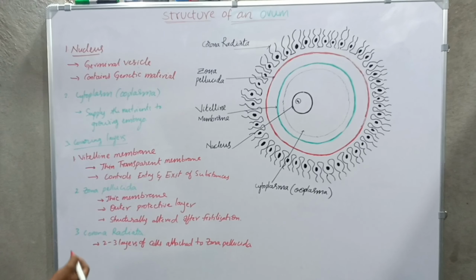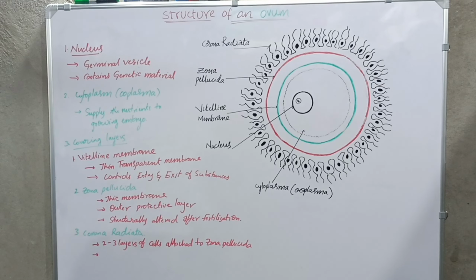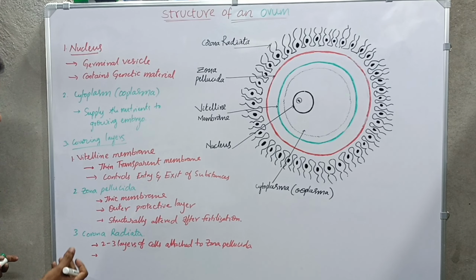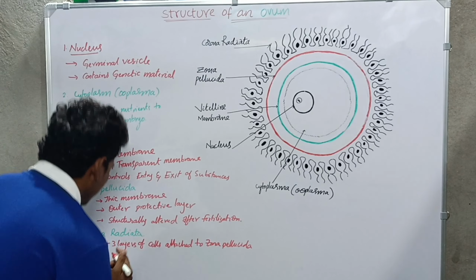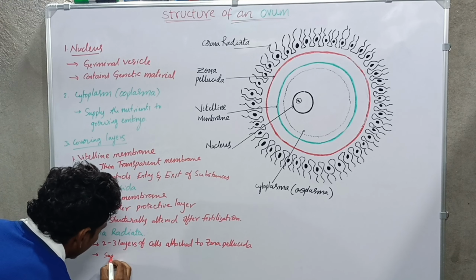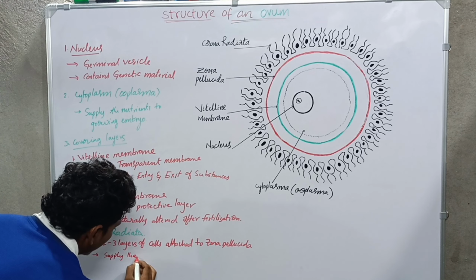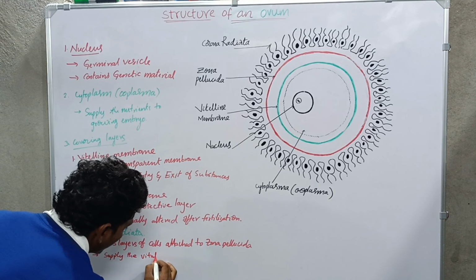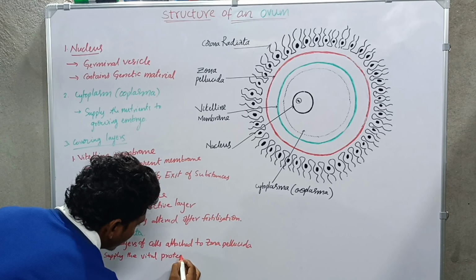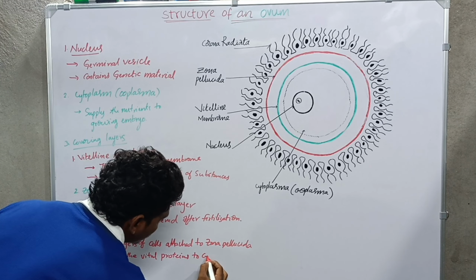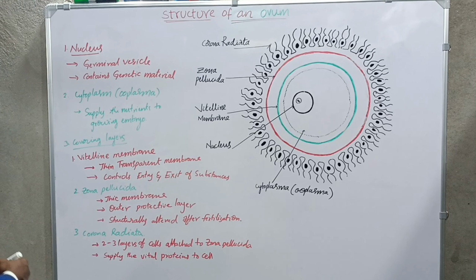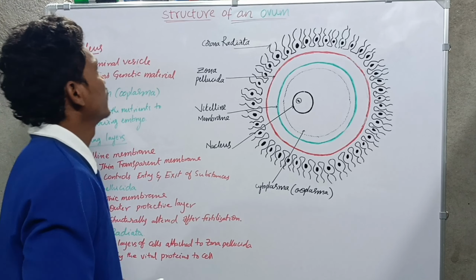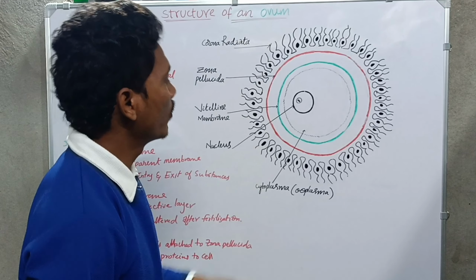Okay, zona pellucida. And what is the function? It provides the vital proteins to the cell. Okay, vital proteins to the cell. So this is the basic structure of an ovum.